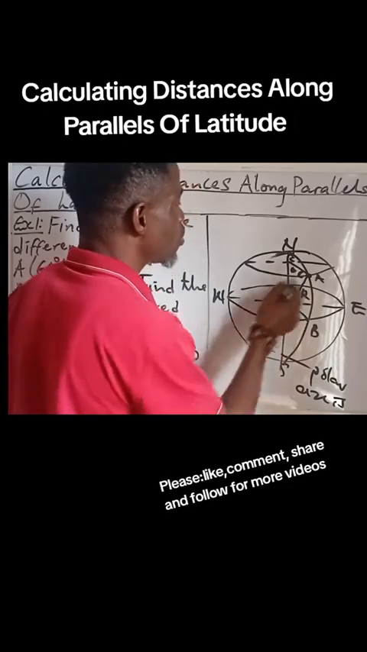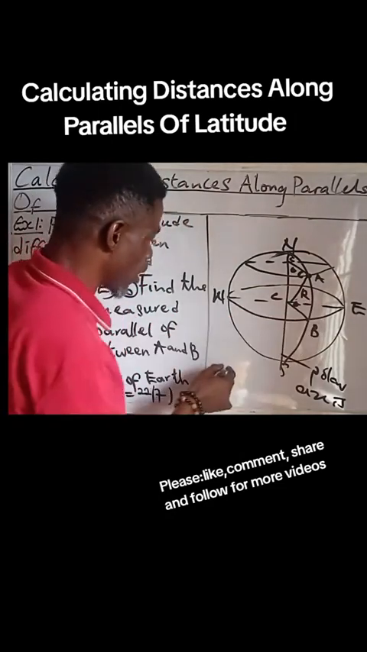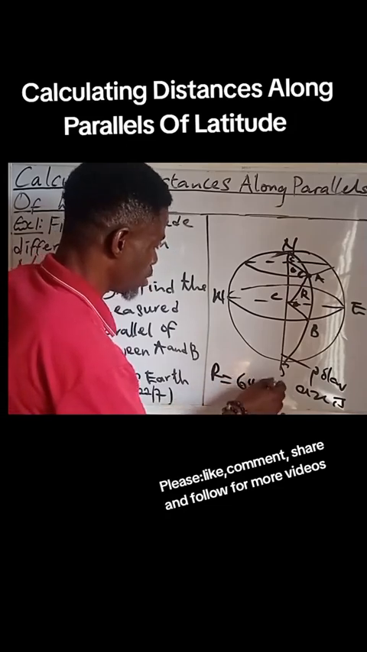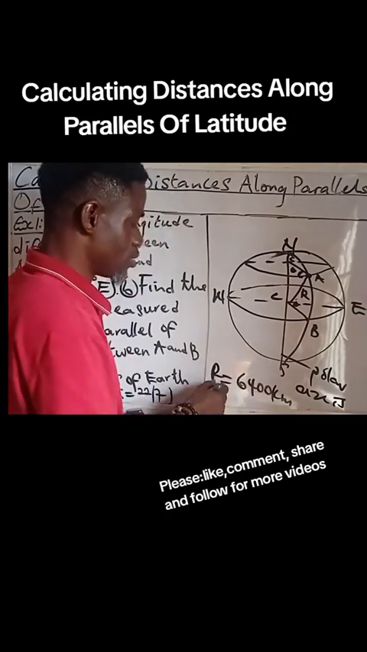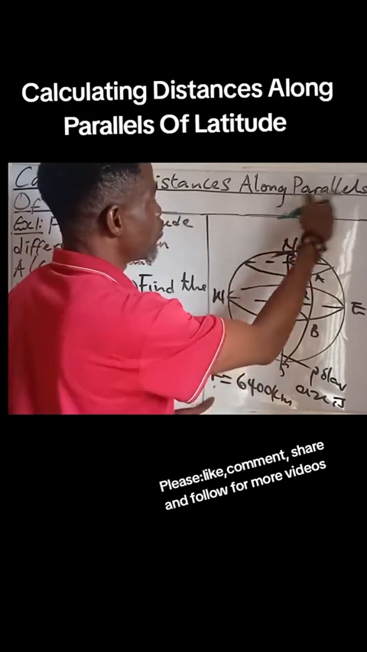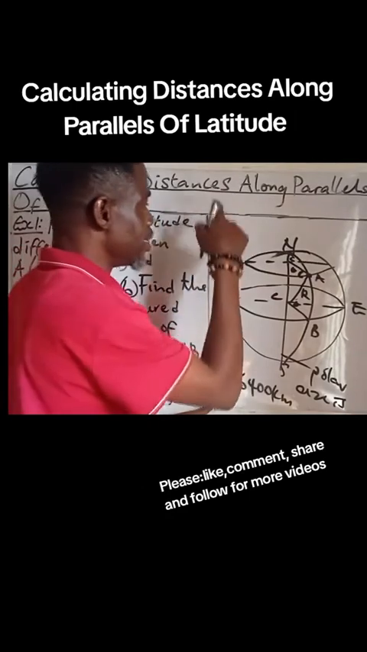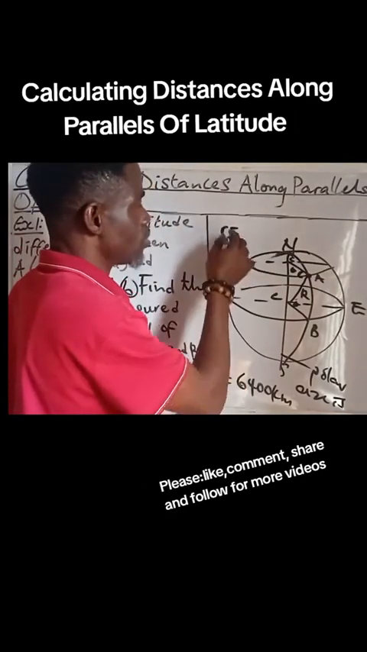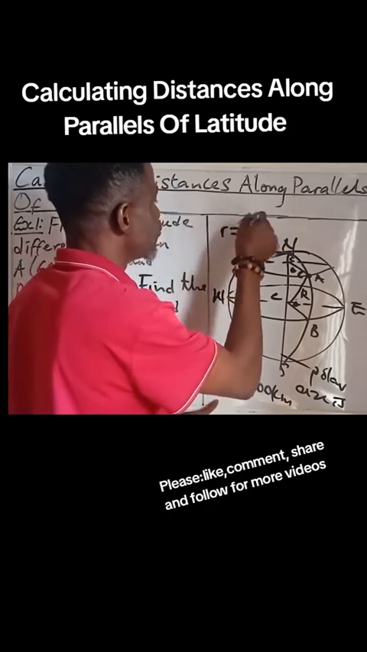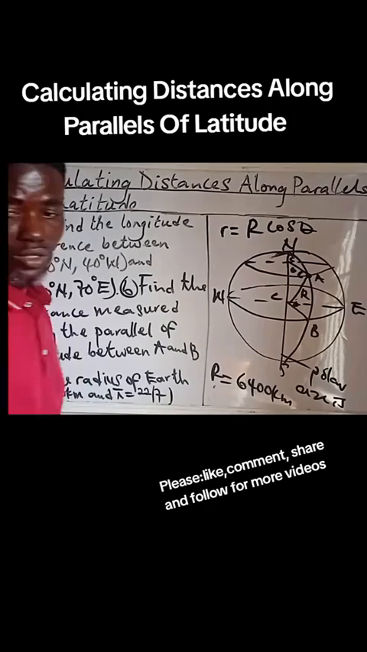Are you getting it now? In dealing with the great circle, our R is always 6,400 kilometers. That is R, the radius of the earth. But in dealing with parallel of latitude, we need to know the R, which is the radius of the parallel of latitude. That is not this R. The radius of the parallel of latitude, and the formula is R cos theta.